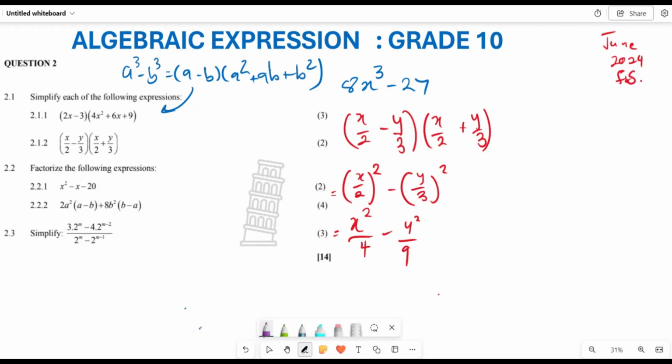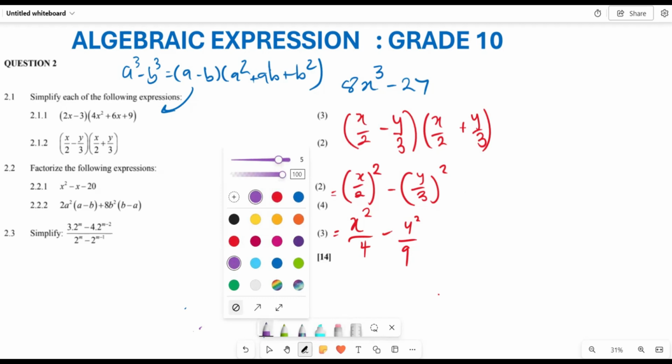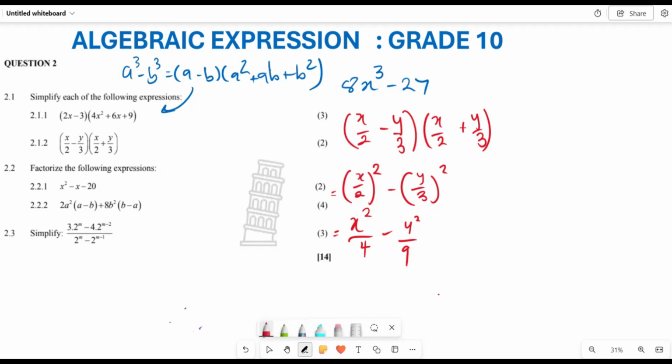Now, let's look at 2.2.1. What are you going to do when solving that one? Look at this: this is 2a squared into bracket. Let's start with this one. This is the same as x squared subtract x, subtract 20.